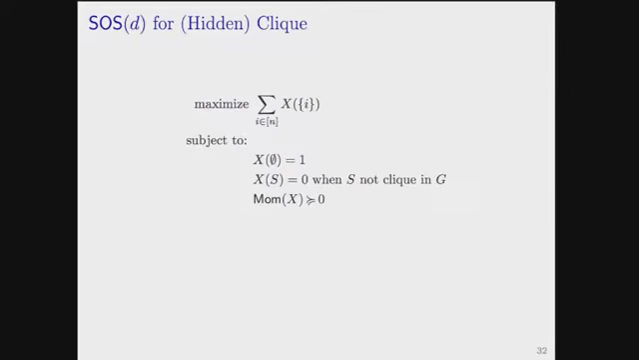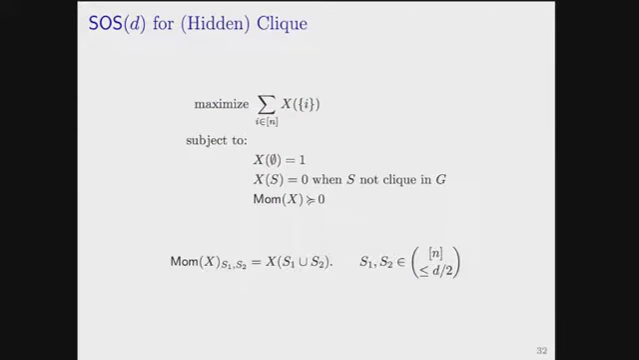So what is the SOS program? You want to maximize the mass that is assigned to the singletons. This is analogous to the size, subject to a few constraints. The first is just normalization, corresponds to probability distributions integrating to 1. The second is the constraint that enforces the clique part, which is that if a subset of vertices in the graph does not induce a clique, then x must assign it 0 probability or 0 value or 0 mass. And the third is really the most important constraint, which is that a certain moment matrix that is a linear function of x must be PSD.